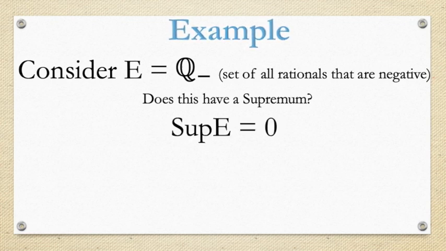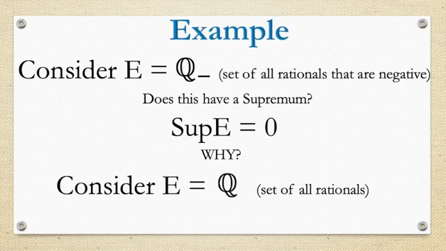Well, you are correct. Sup E or supremum of E is equal to 0. But why? Well, again, based on definition, every number x in set E is less than 0, and 0 is the least among all upper bounds found in Q.